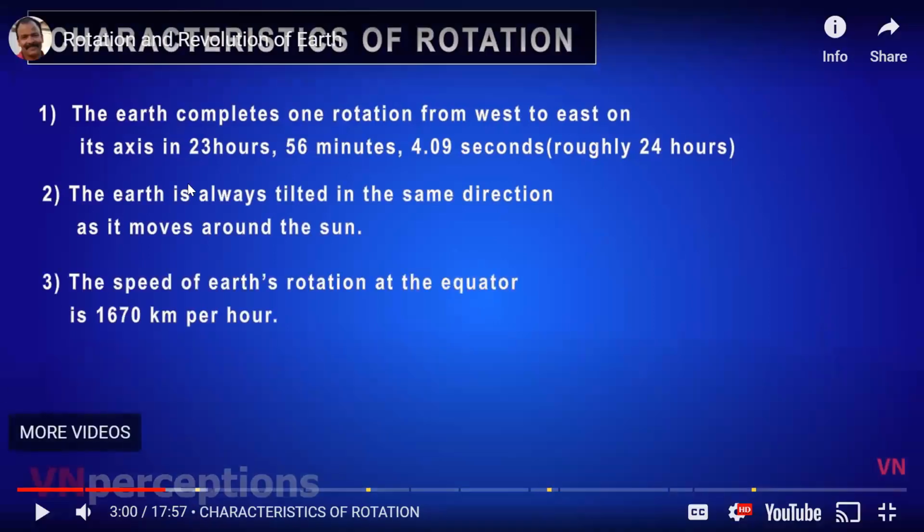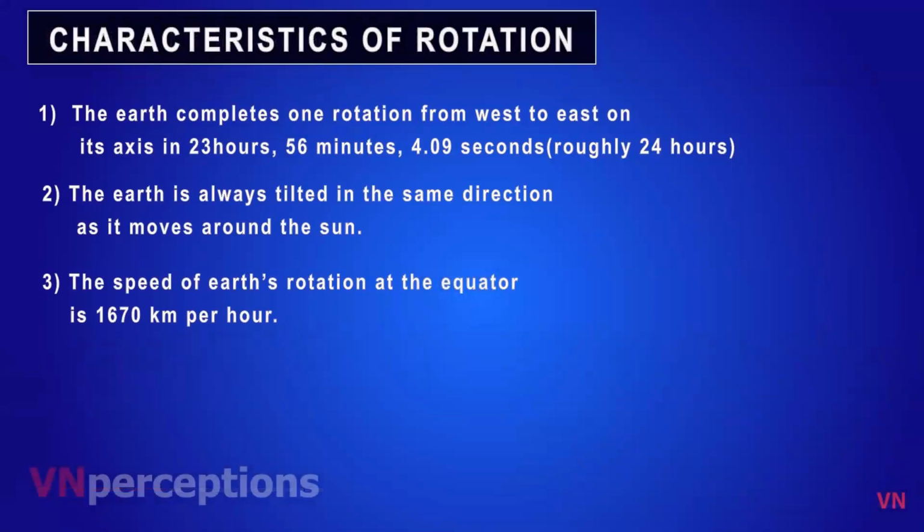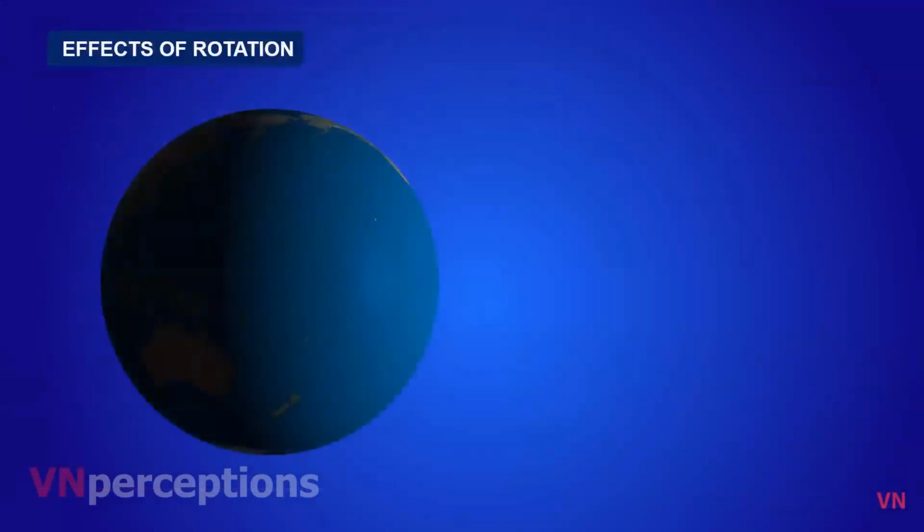When that diagram was shown, I said the tilt does not change back and forth. If it is tilted towards this direction, even while rotating and revolving, the tilt stays like this only. It is not that it changes as it comes up; if that happened, there would be even more trouble. Earth's rotation at the equator is 1,670 kilometers per hour. Now let us learn the effects of rotation.